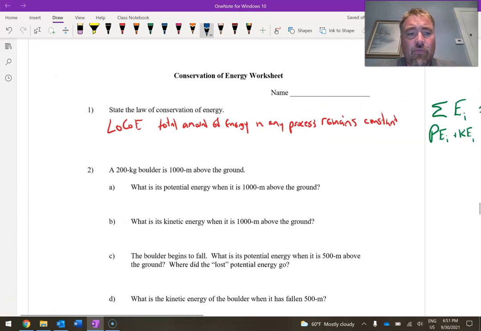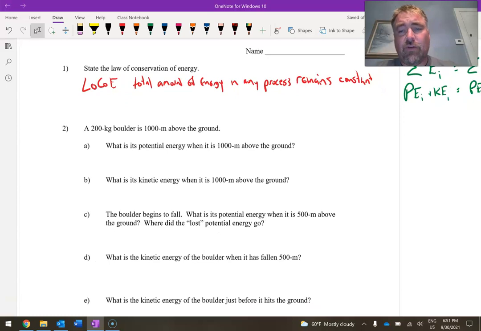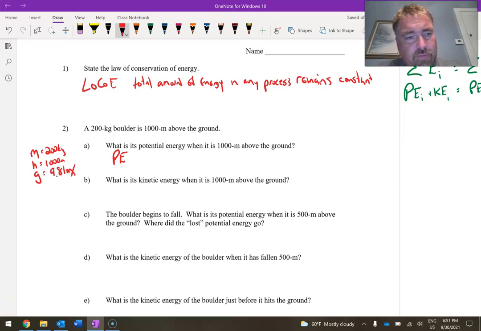Okay, so if we look at number 2, it tells us we've got a 200 kilogram boulder 1,000 meters above the ground. What's the potential energy? So straightforward from the last time. So PE. And actually, I should list the givens. So we've got a mass of 200 kilograms. I've got a height of 1,000 meters. And since it's above the ground, we're talking about the acceleration due to gravity as well, so 9.81 meters per second squared.